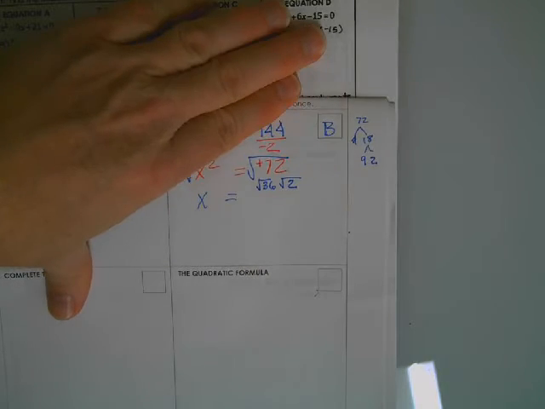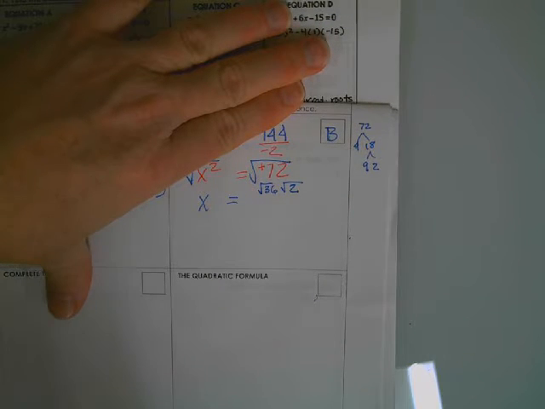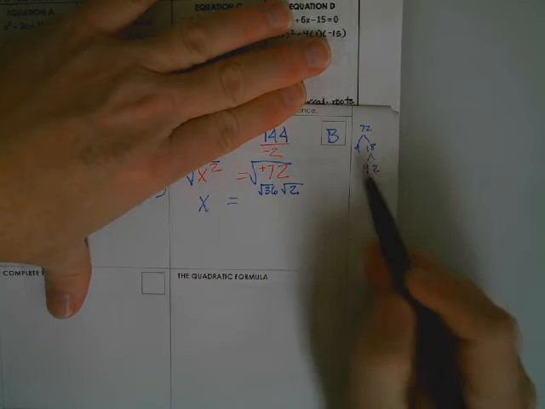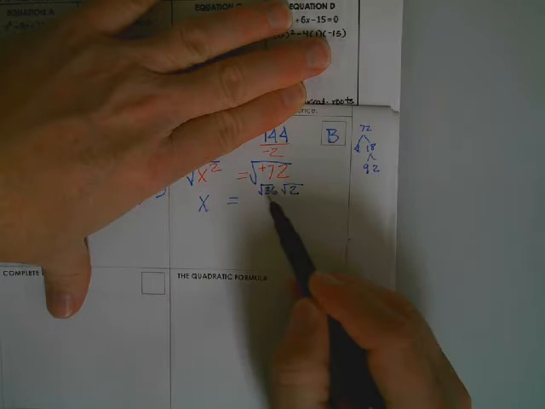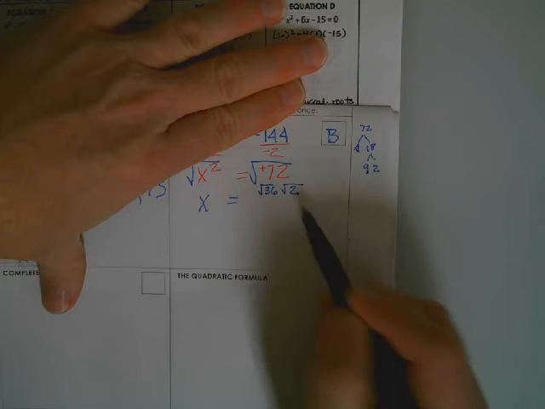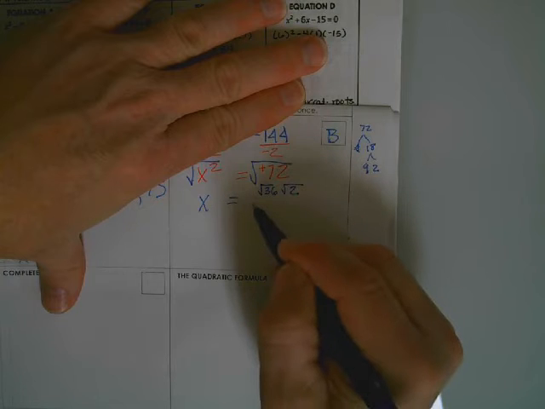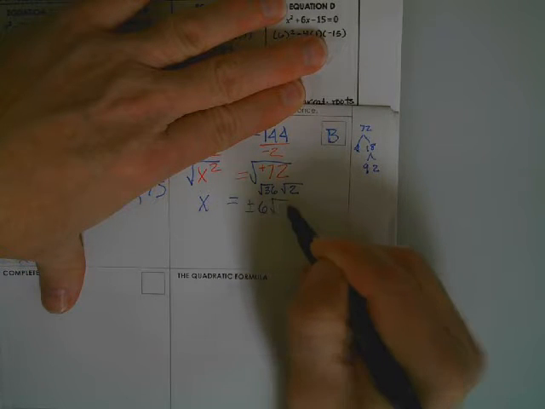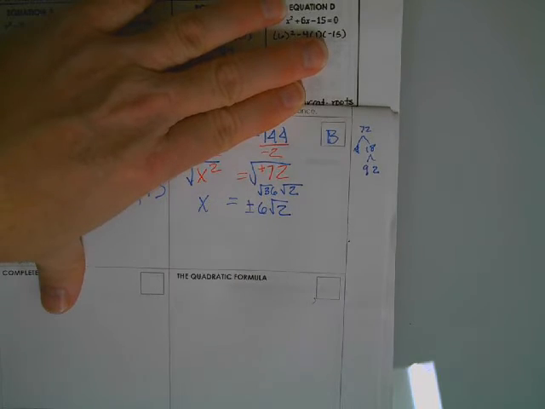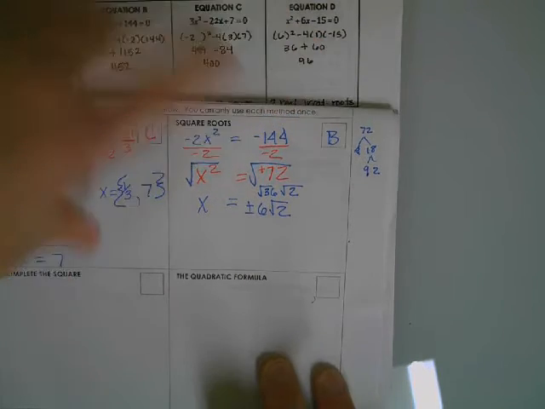And 2. We could just say the square root of 4 is 2 and the square root of 9 is 3 and 2 times 3 is 6, or we can say the square root of 36 times 2. And that gives me plus or minus 6 radical 2.